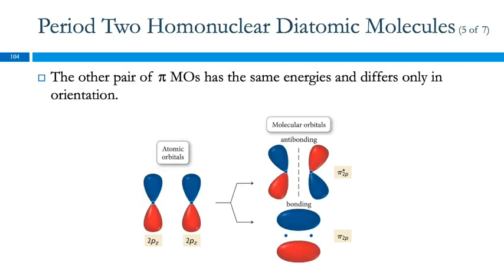Then there's another set of p orbitals in the z-axis, and they combine in that side-to-side way, and they're going to form a bonding orbital and an anti-bonding orbital. And again, the shape of this from the internuclear axis is not round, and so these are pi orbitals also. These orbitals have the same shape and the same energy as the pi orbitals that we had in the previous slide. The only difference is their orientation in space.